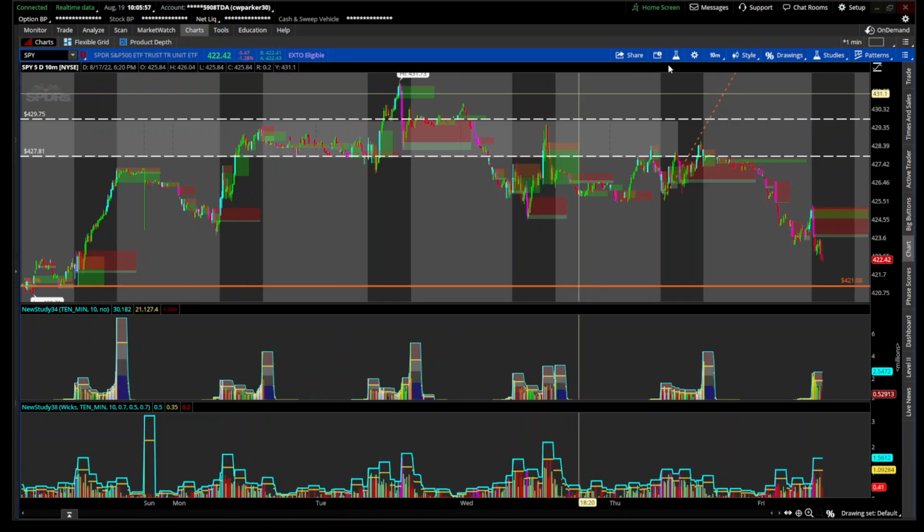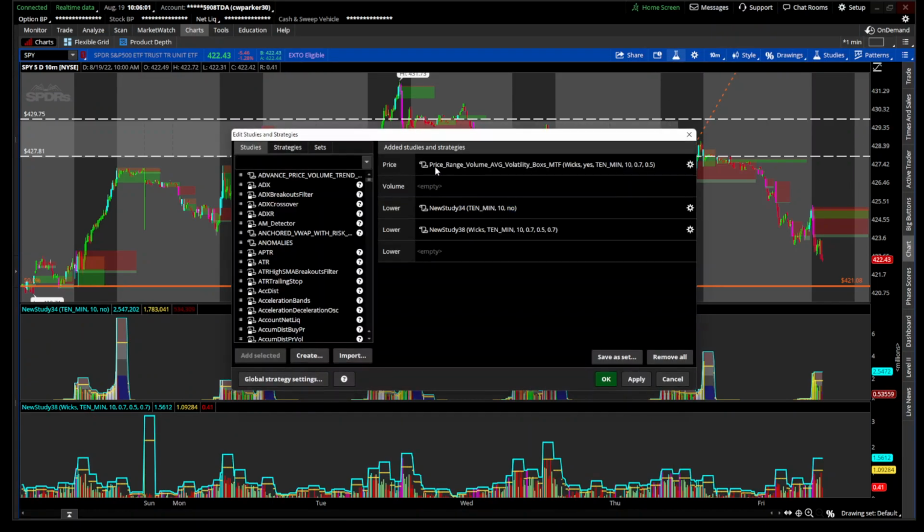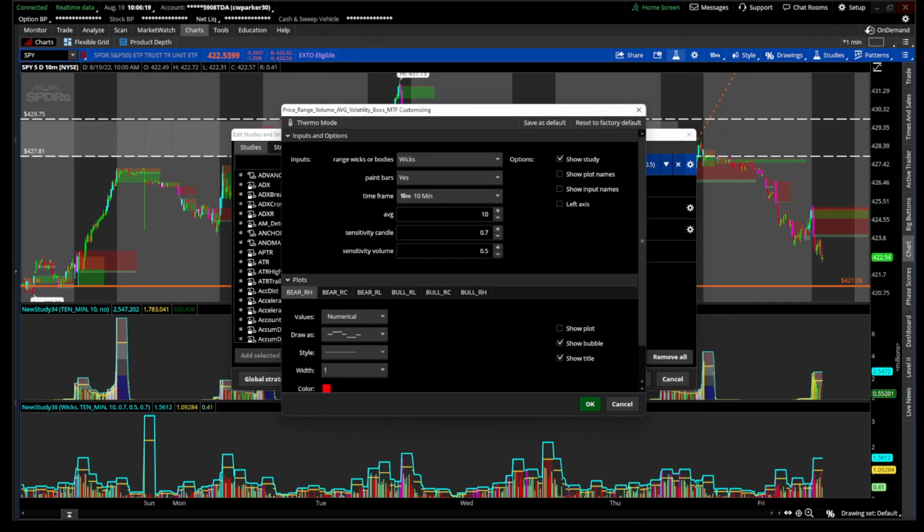Today I'm going to be introducing you to the price range volume average volatility box multi-time frame. Basically, it looks at the range of volume and the highest range between high and low, and you can switch between the high and low and the close and the open, which gives you the body.